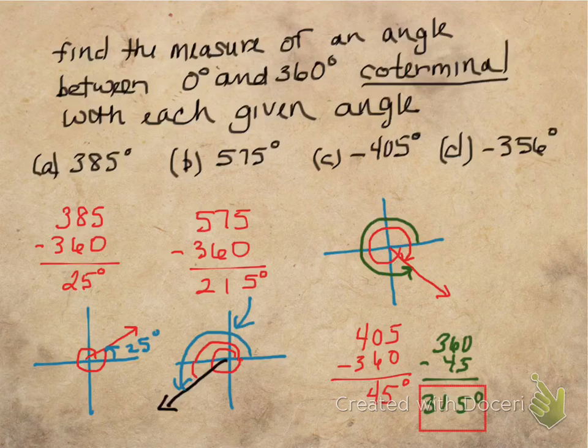So I went and just said, well, if I was at 360 and I took away 45, I would have a 315 degree angle, and that's what's indicated in green. So that would be my choice. It meets the criteria. It is between 0 and 360.